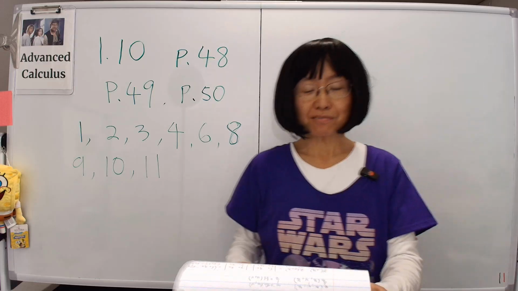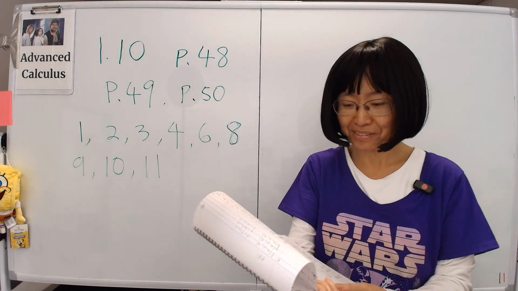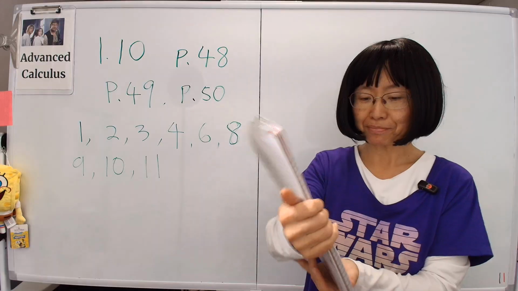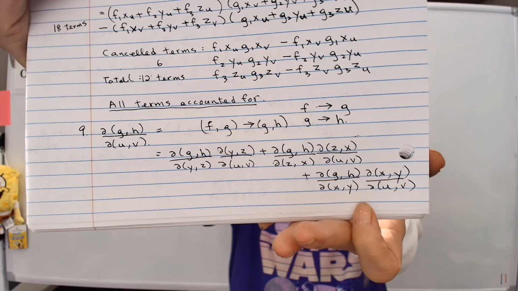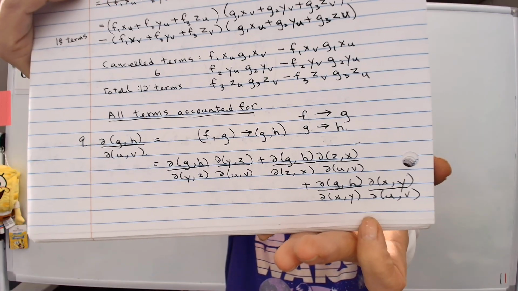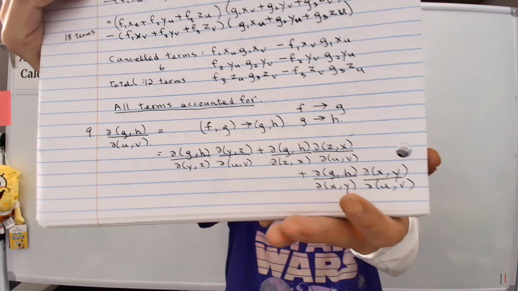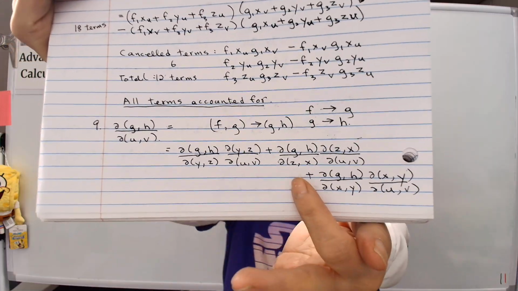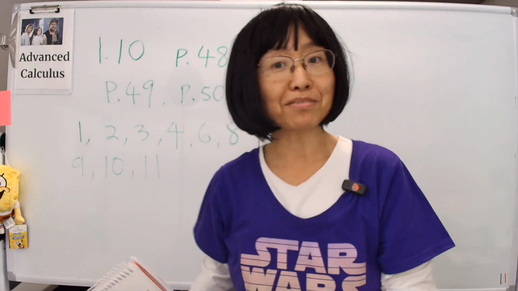Now, problem 8 was a bit of a pain, but problem 9, on the other hand, is quick and smooth. Let's look at problem 9, where we're just changing variables. So we need the partial GH, partial UV. F will be changed to G, and G will be changed to H. Plug it right in, and everything will come out immediately. That is, I just replaced the names of things.